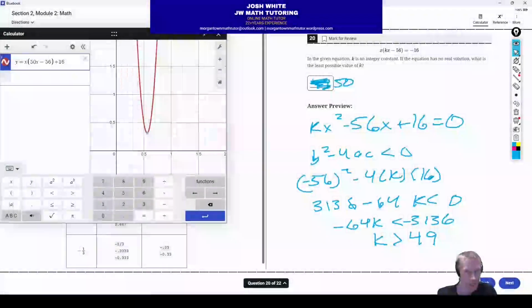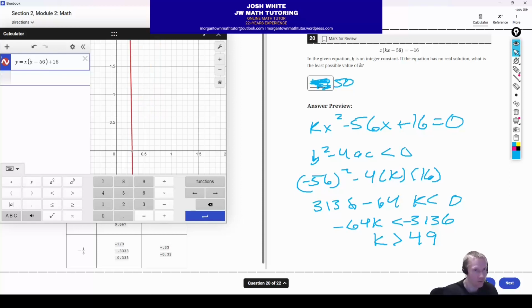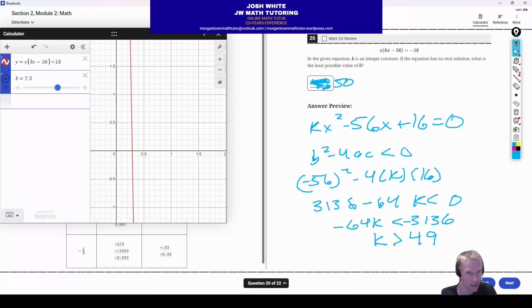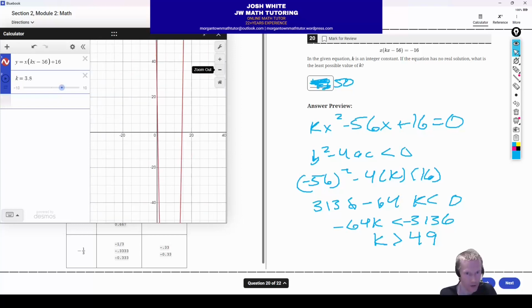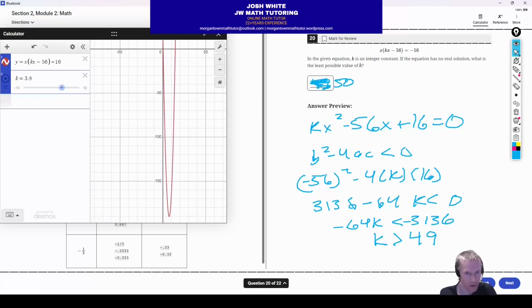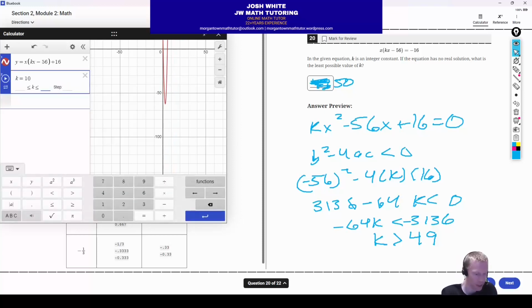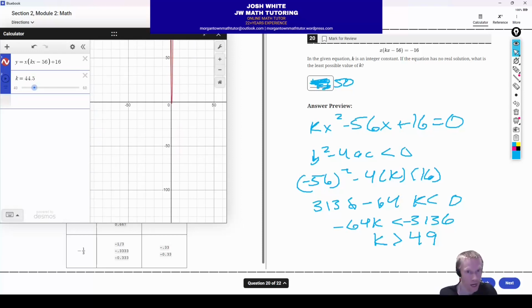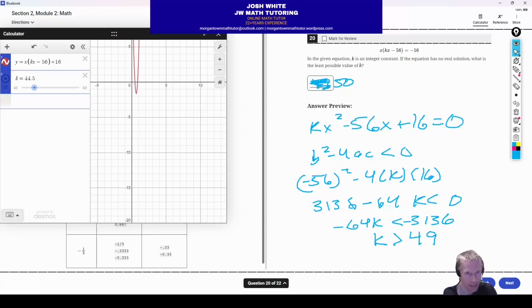You could also technically have done this using a slider. So for example, if you just made this K, and then add a slider, okay, now if you zoom out, you see that right here, it's way down here. In order to get no x-intercept, it's going to have to slide up a lot. But you would have to keep going, and eventually, you would find that it's at 50, but it might take you a while to get there.